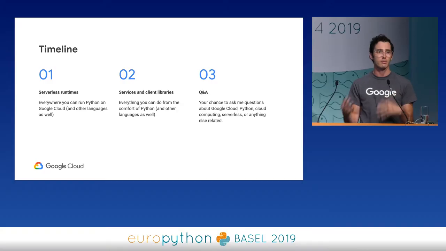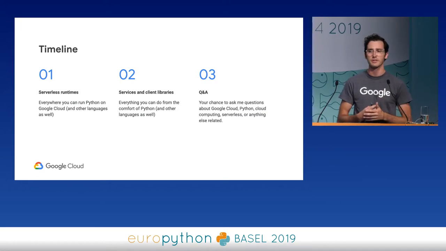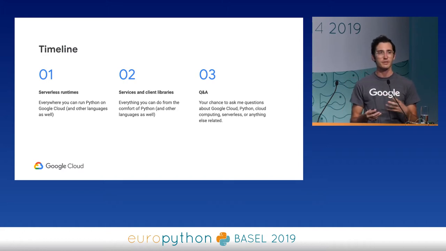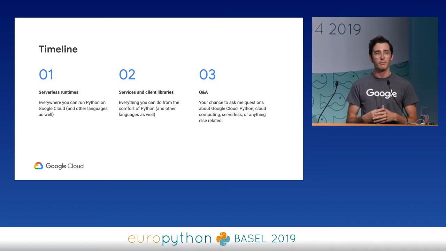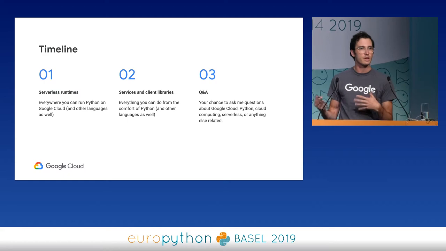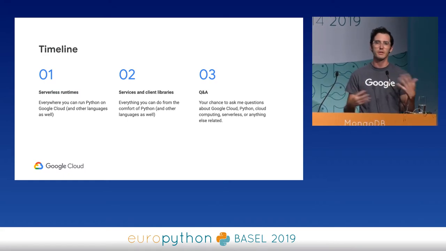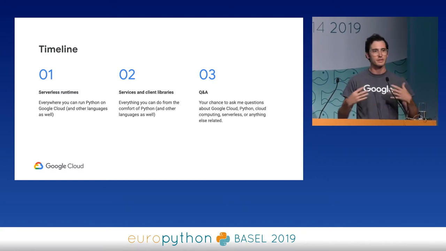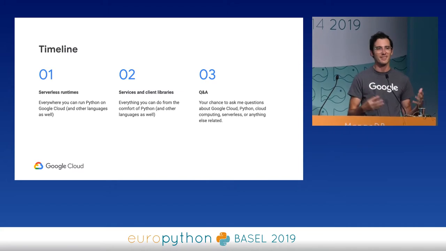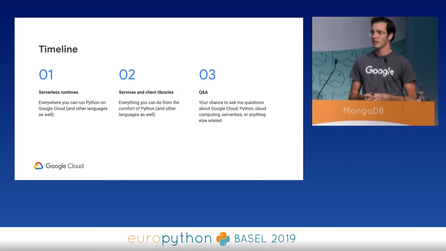So the timeline for this talk is going to look like this. I'm going to talk a little bit about our serverless runtimes. These are the places where you can take Python code and run it on Google Cloud. Usually these are web applications and things like that. I'm going to talk a little bit about our services and client libraries. These are all of our pip installable libraries and APIs that you can interact with from Python. And then I'm going to leave a chunk of time for Q&A too. A lot of people have questions about what you might do to get started if you've not used Google Cloud before, or what you can do with Python there. And if I haven't answered that in the first two things, then you can ask me questions afterwards.